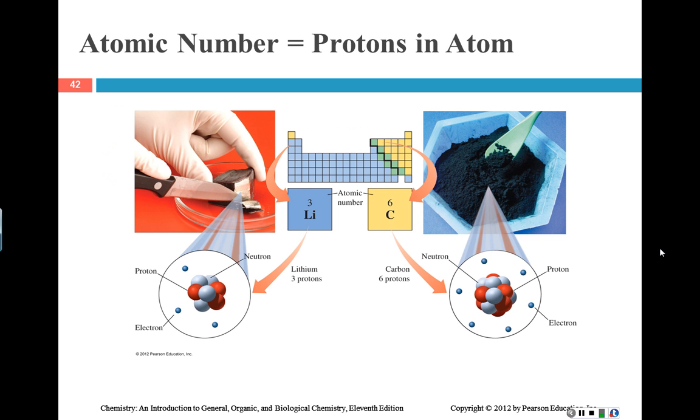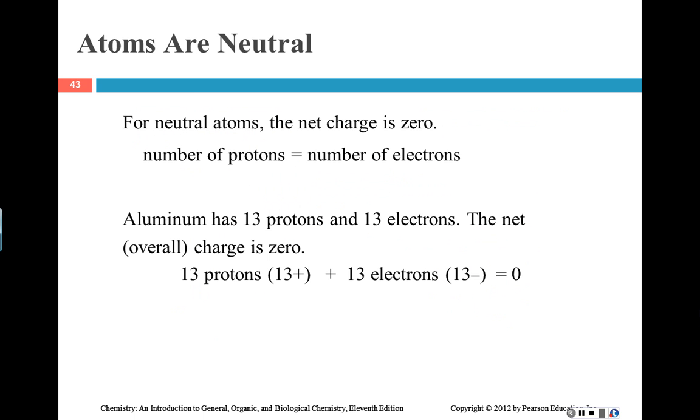The number of protons for an atom does not change. If it changes, it's no longer that atom. So every atom of lithium has 3 protons. Every atom of carbon has 6. Protons don't change, okay, unless they're radioactive, and we're not going to talk about that right now.